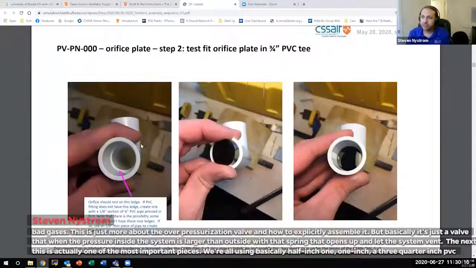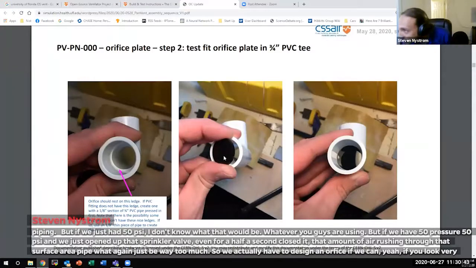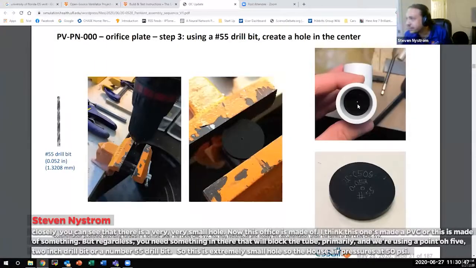This is actually one of the most important pieces. We're all using basically 1/2 inch, 1 inch, or 3/4 inch PVC piping. But if we just had 50 PSI, I don't know what that would be in whatever units you guys are using, and we just open up that sprinkler valve even for a 1/2 second and closed it, that amount of air rushing through that surface area pipe would, again, just be way too much. And so we actually have to design an orifice. If we look very closely, you can see that there is a very, very small hole. Now this orifice is made of, I think this one's made of PVC, or something, but regardless, you need something in there that will block the tube primarily, and we're using a 0.052 inch drill bit, or a number 55 drill bit. So this is an extremely small hole.